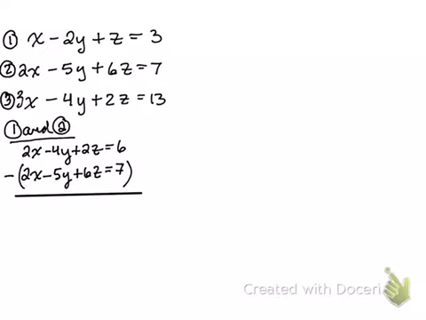Subtracting, 2x minus 2x is 0. Negative 4y minus negative 5y is y. 2z minus 6z is negative 4z. And 6 minus 7 is negative 1.